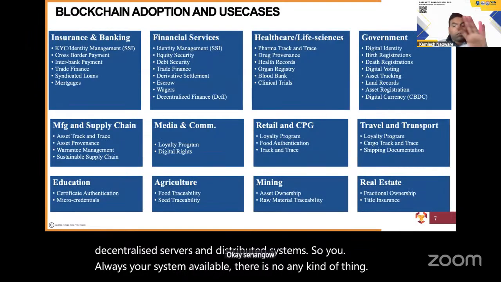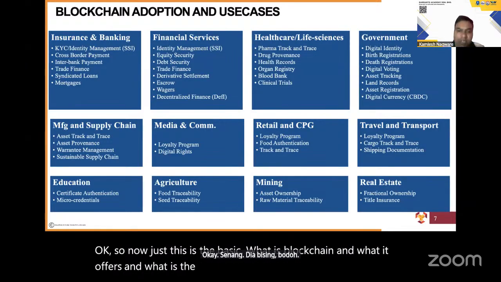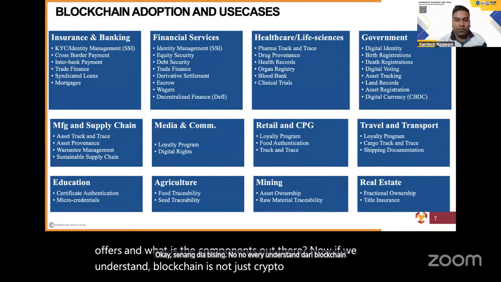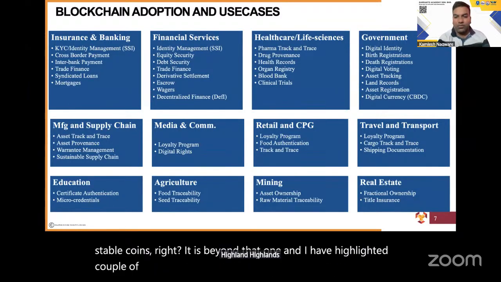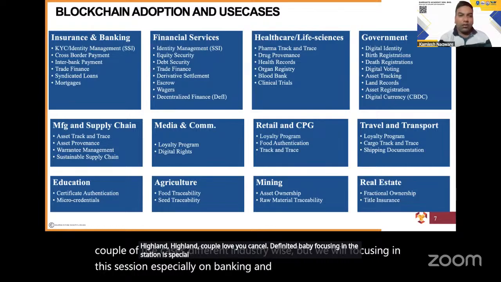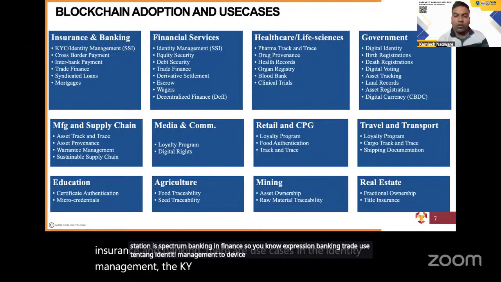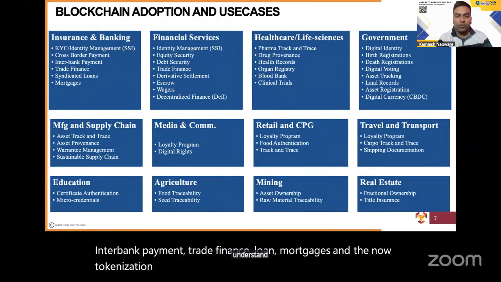Okay, so now this is the basic: what is blockchain, what it offers, and what are the components out there. Now, if we understand, blockchain is not just crypto or the tokens or the stable coins. It is beyond that. I have highlighted a couple of use cases, industry-wise, but we will focus in this session especially on banking and finance. If you take insurance and banking, there are use cases in identity management, KYC, cross-border payment, interbank payment, trade finance, loan mortgages, and now tokenization or deposit tokenization. All of these are use cases.